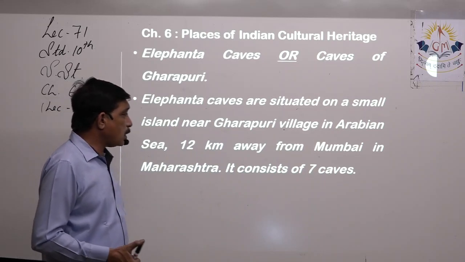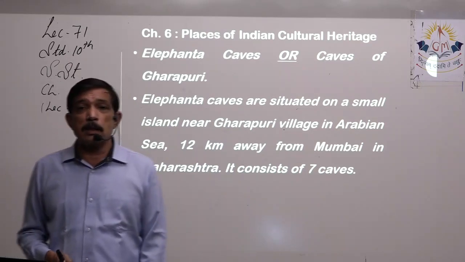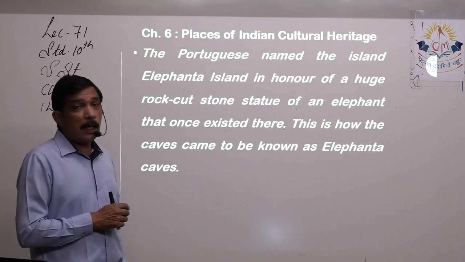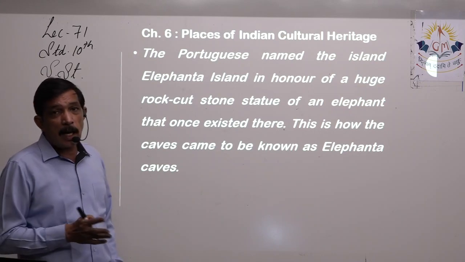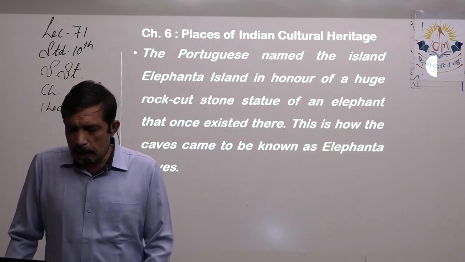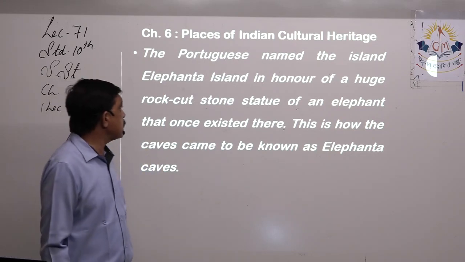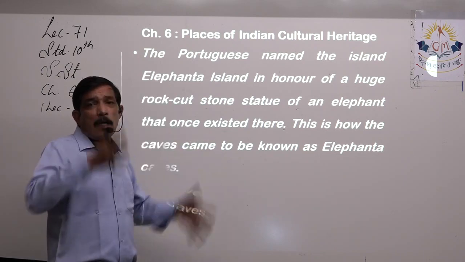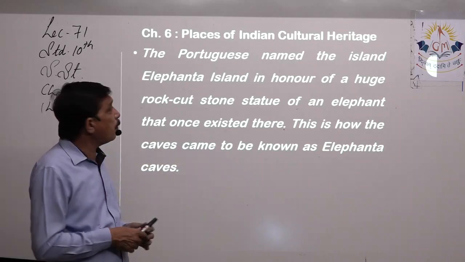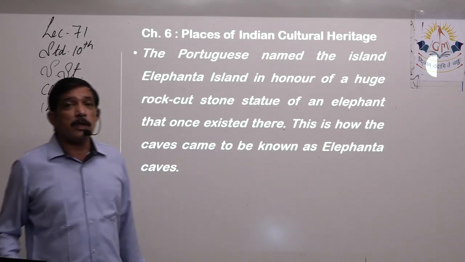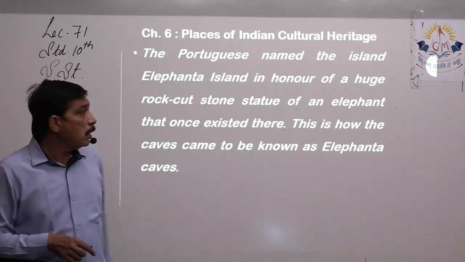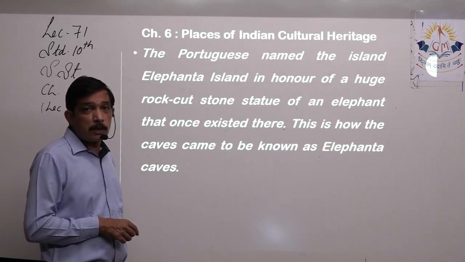From Mumbai in Maharashtra, and the whole island consists of 7 caves. The Portuguese named this island Elephanta Island in honor of the huge rock-cut stone statue of an elephant that once existed over there. A huge elephant statue was present over there. Now only remains are there, but in those days when the Portuguese came way back in 1700, at that time the whole single rock-cut piece of a huge elephant was present over there.